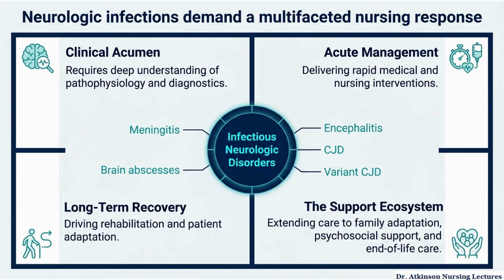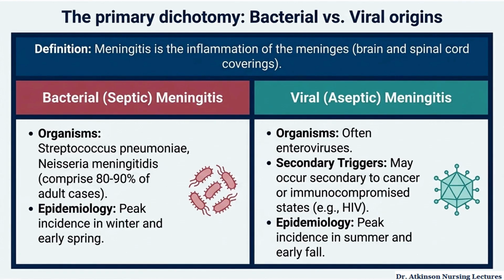Meningitis is one of several infectious neurologic disorders, along with encephalitis, brain abscesses, and prion diseases like CJD. Nurses are responsible not only for acute stabilization, but also for monitoring neurologic status, supporting families, preventing complications, and helping guide long-term recovery. Meningitis is inflammation of the meninges surrounding the brain and spinal cord. The two major categories are bacterial, also called septic meningitis, and viral, or aseptic meningitis.